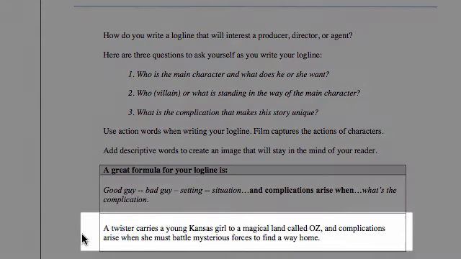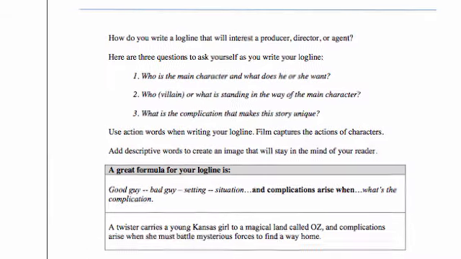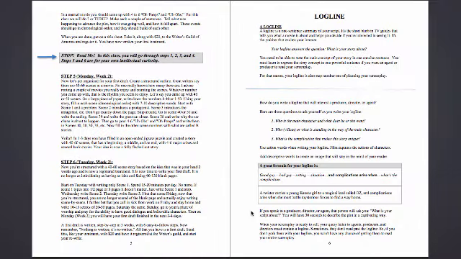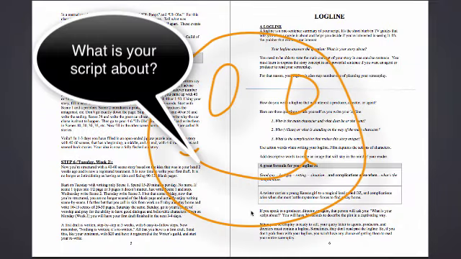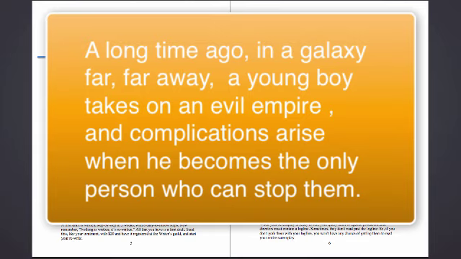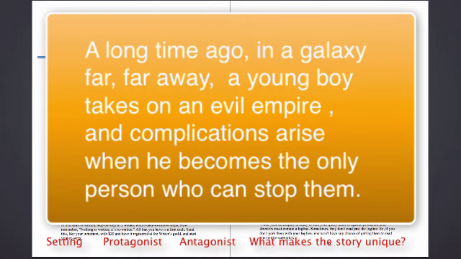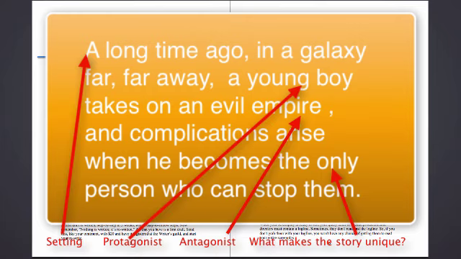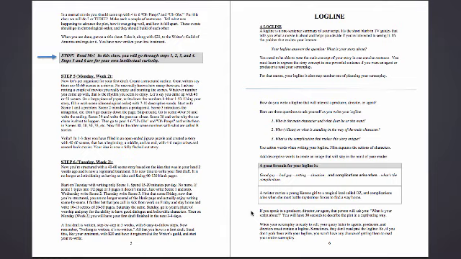A twister carries a young Kansas girl to a magical land called Oz, and complications arise when she must battle mysterious forces to find a way home. If you speak to a producer or director or agent, that person will ask you, what is your script about? And now you have something to say in 30 seconds or less. For example, a long time ago, in a galaxy far, far away, a young boy takes on an evil empire, and complications arise when he becomes the only person who can stop them.